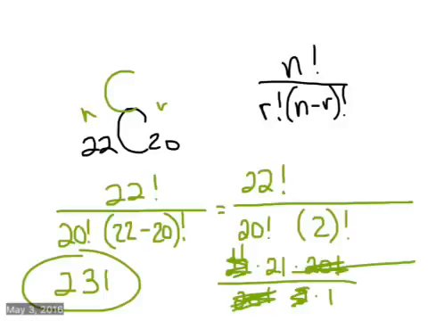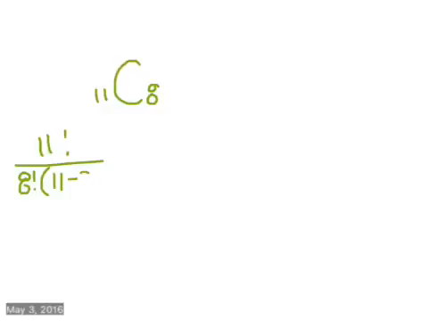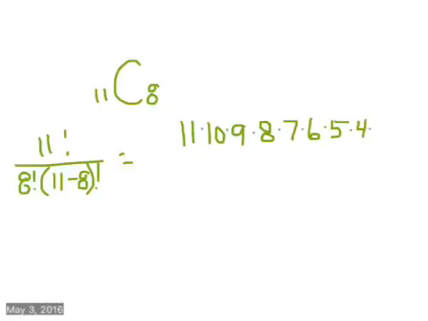So that's how that formula is going to work out. It's a little bit different than yesterday's, but ultimately it's the same type of concept. Just to give you another example, number 6 has 11C8. When I set it up, I have 11 factorial on the top, 8 factorial, and then 11 minus 8. This one's not as big, so I can write it all down.